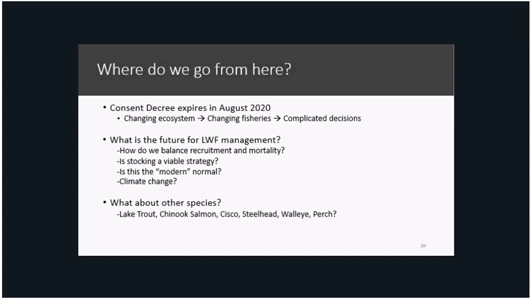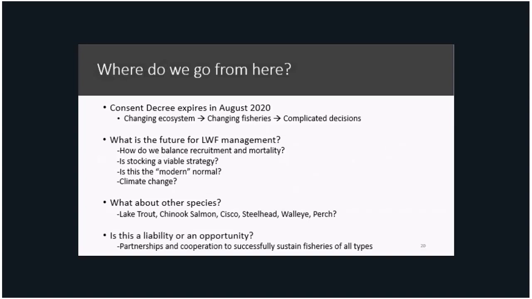There's numerous other species that warrant discussion and certainly will be discussed as consent decree parties get into negotiations. We could spend tons of time talking about present and suspected future dynamics of all of these and how they might fit into a management regime.